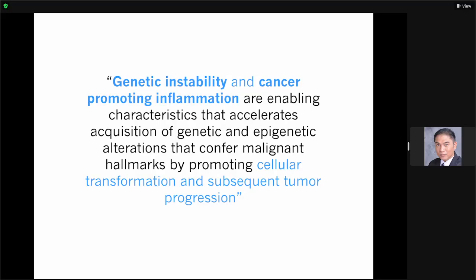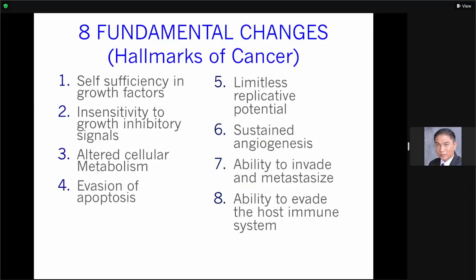Genetic instability and cancer-promoting inflammation are enabling characteristics that accelerate acquisition of genetic and epigenetic alterations that confer malignant hallmarks by promoting cell transformation and subsequent tumor progression. So ito yung i-discuss natin in details.